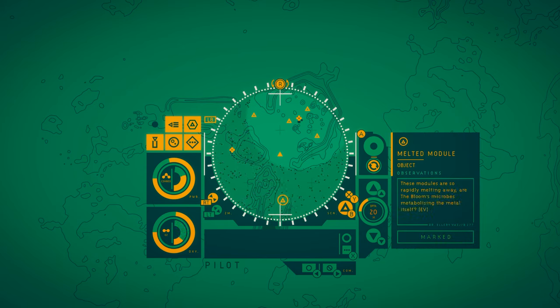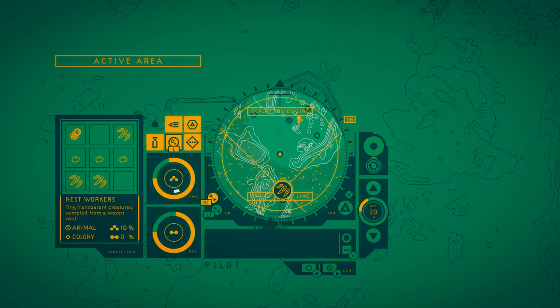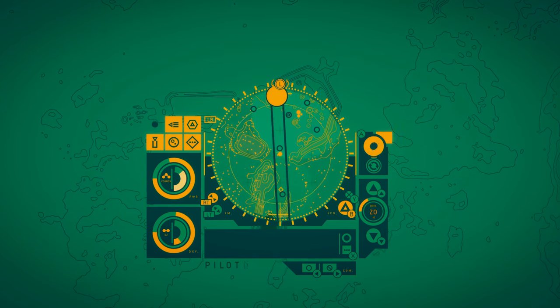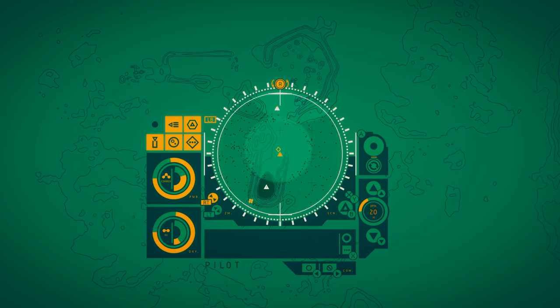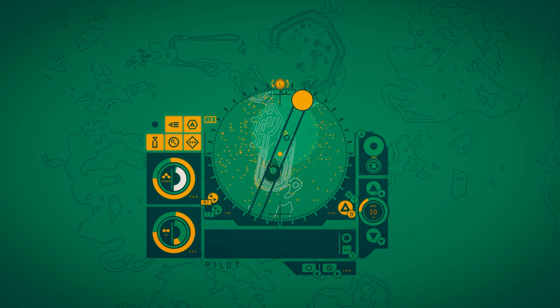Melted module. These modules are so rapidly melting away. Are the bloom's microbes metabolizing the metal itself? Let's make a protective zone. Oh. We're gonna dive. Dark opening. The holed metal floor of the module reveals an opening to a passage below.